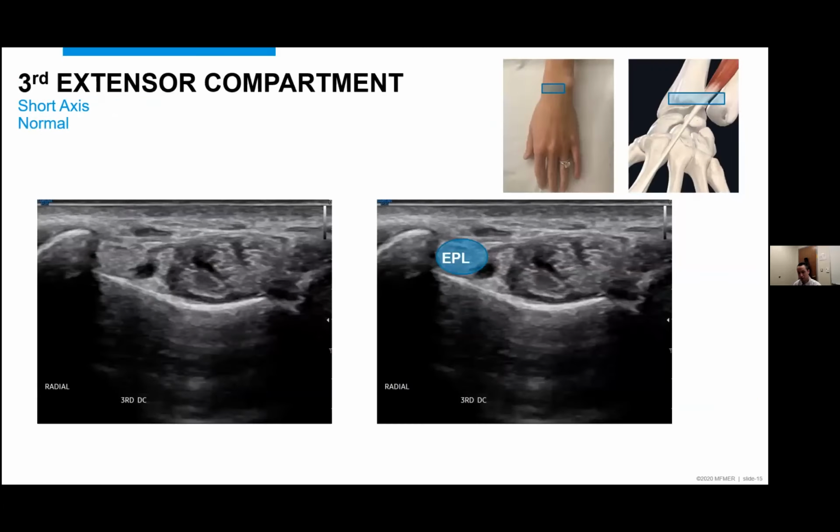The third extensor compartment gets a little repetitive, but you start on Lister's tubercle again, then you go ulnarly. You can see the EPL sitting right here. We have our fourth compartment over here. Often the pin sits in between those two. In some patients, between the third and the fourth compartment, you'll get a bony ridge, which makes delineating the compartments a little bit easier. Alternatively, you can have them wiggle their thumb to better identify the EPL.